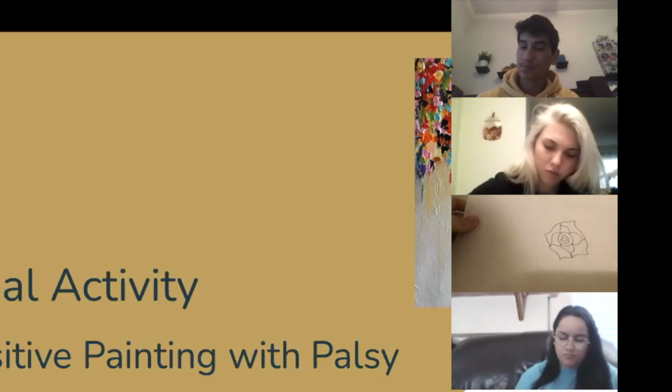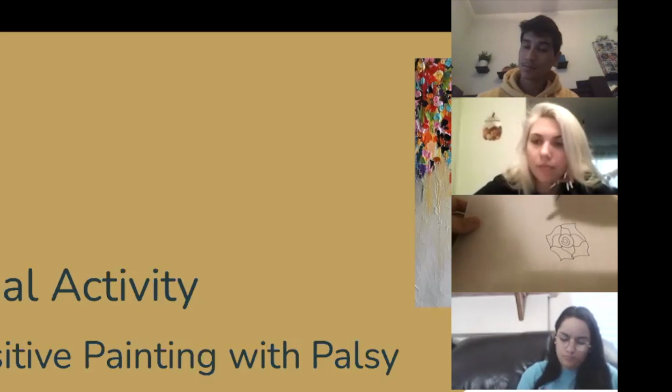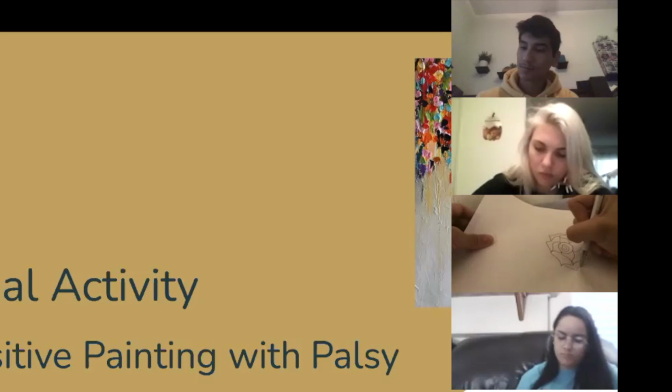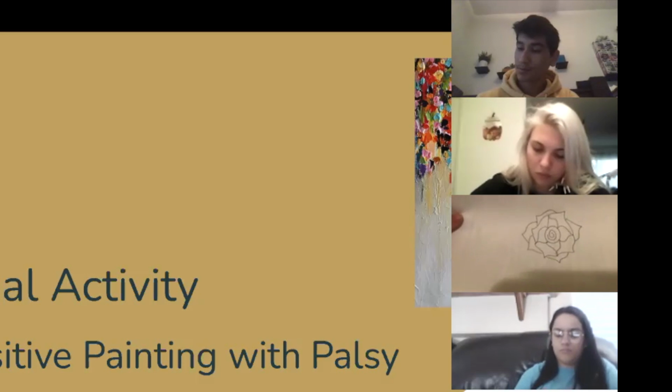Instead of going from the tip of a petal, we're going to go from the middle to the middle, like this. Middle to middle, middle to middle, and then middle to middle. And then you can see it's starting to come along.